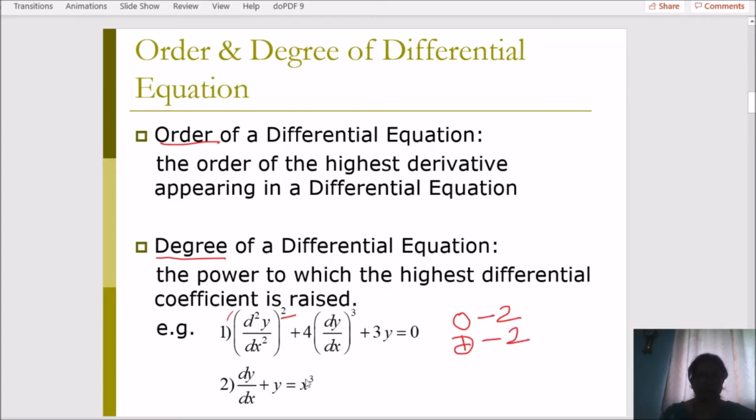In this way we find out the degree and order of the second equation. Now here highest derivative term is dy by dx, therefore order of second example is 1. Now power is also 1, therefore degree of this equation is 1.